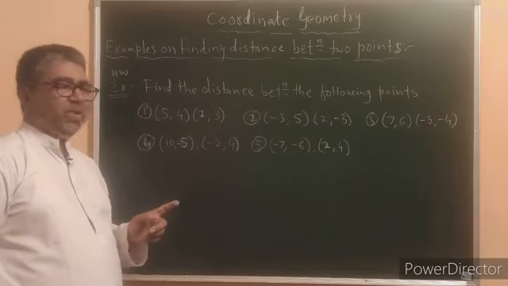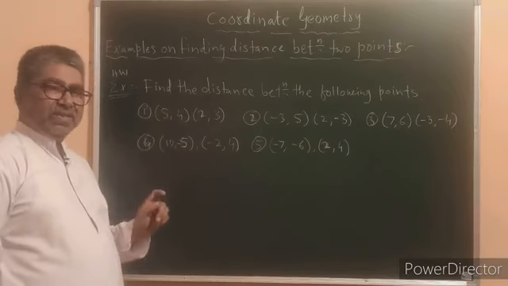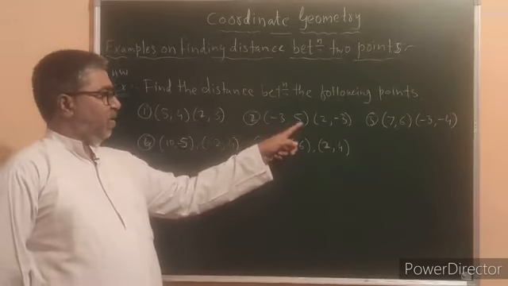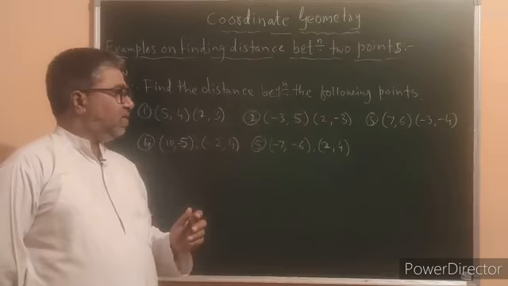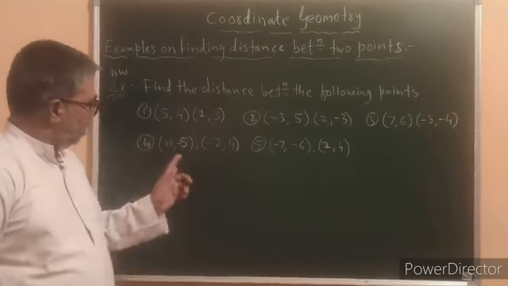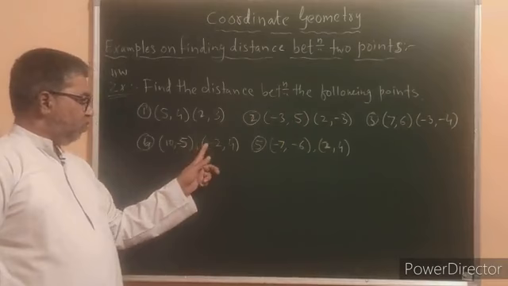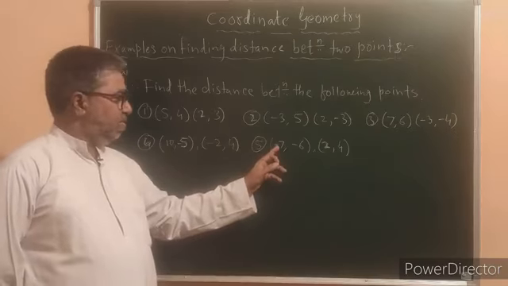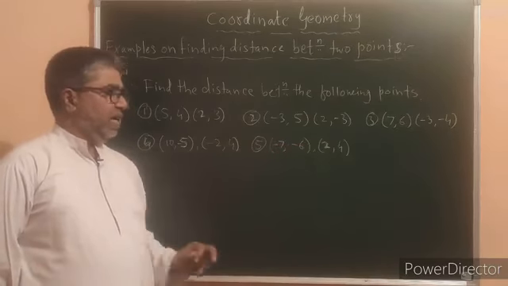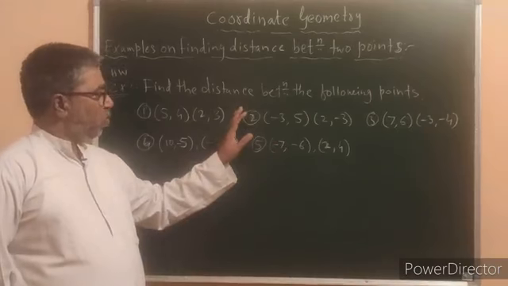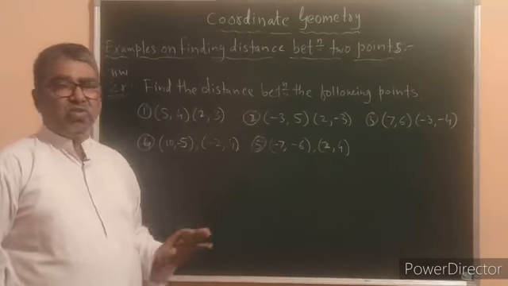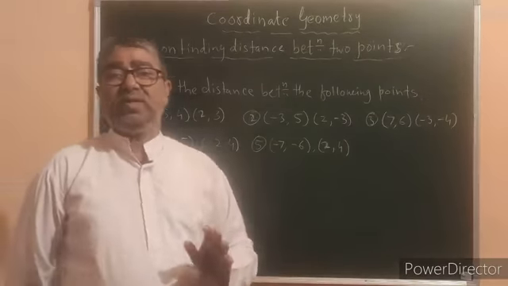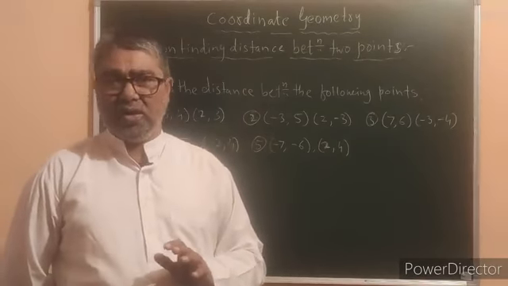Find the distance between the following points. The first example is 5, 4, 2, 3. Second example is minus 3, 5, 2, minus 3. Third is 7, 6, minus 3, minus 4. Fourth is 10, minus 5, minus 2, 4, and that of the fifth example is minus 7, minus 6 and 2 and 4. So I hope you can easily solve these 5 examples looking towards the 4 examples which I have solved.